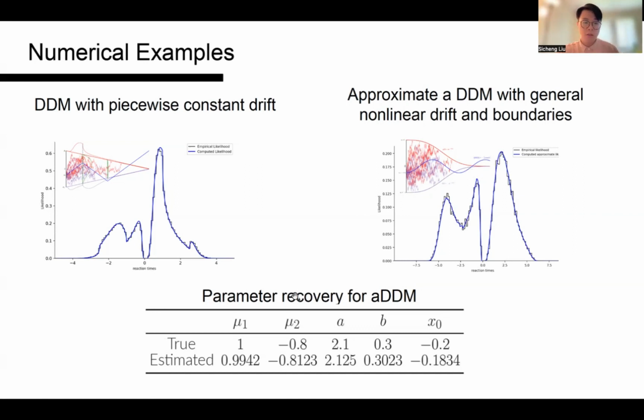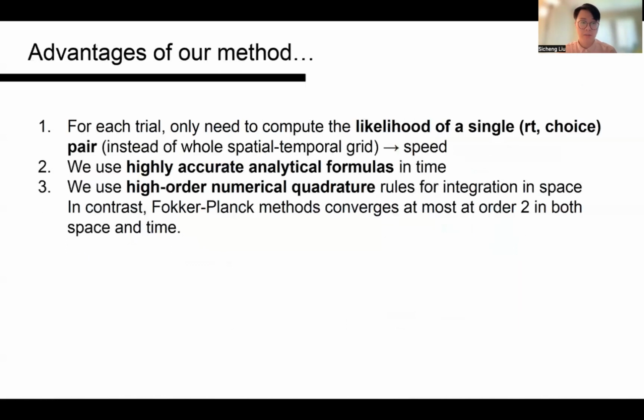The last example is a parameter recovery for the attentional drift diffusion model. In this example, each trial doesn't share the same saccades. They have their individual saccades simulated from some stochastic processes, and we recover the parameters mu1, mu2, a, b, and x0. A and b are the intercept and slope of the linear collapsing boundary. We compute the likelihood on a dataset of 50,000 trials and perform maximum likelihood estimation, and our estimated parameters are quite close to the true ones. It indicates that we are able to do accurate parameter recovery. The whole optimization process takes around 1 minute, so it's also very fast.